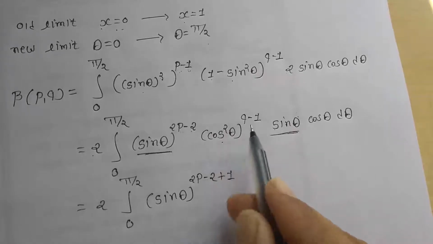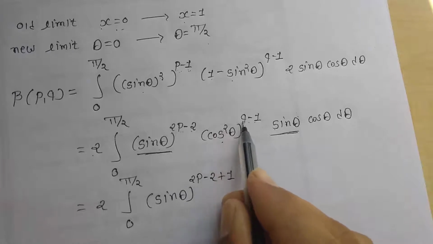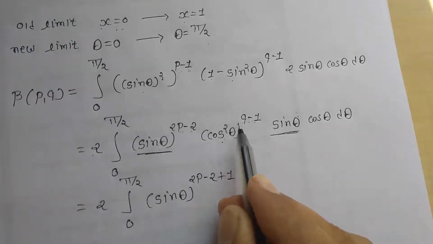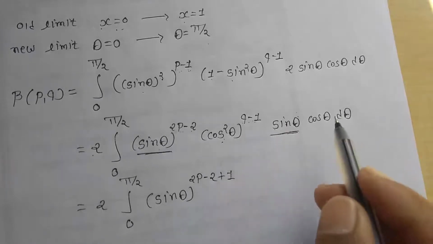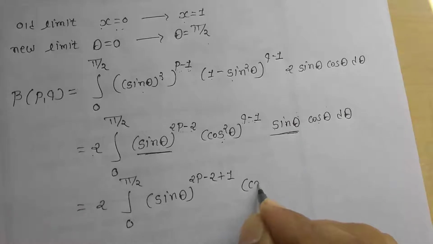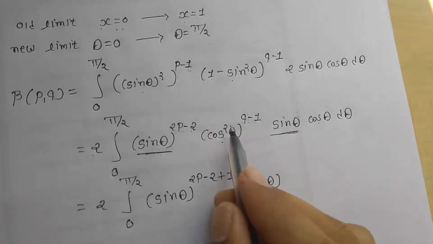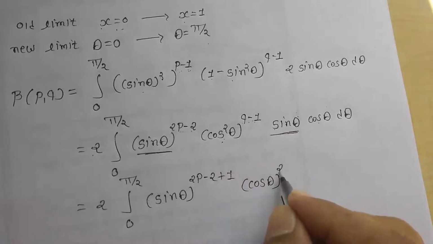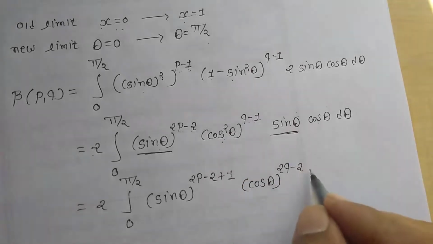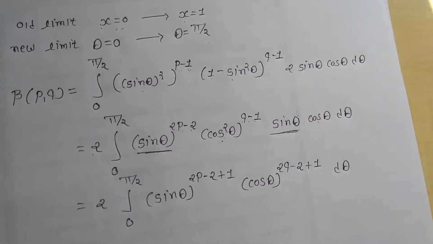Cos square raised to q minus 1. Here also, power of power means multiplication. So here the power of cos is 2q minus 2, and here the power of cos is 1. Same process: cos theta raised to 2q minus 2, and here the power is 1, therefore plus 1, d theta.